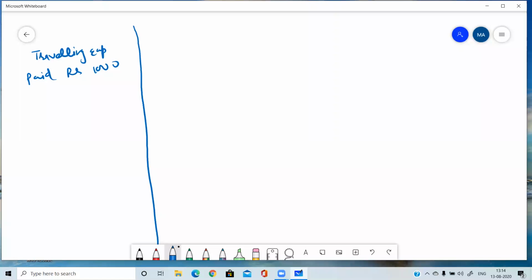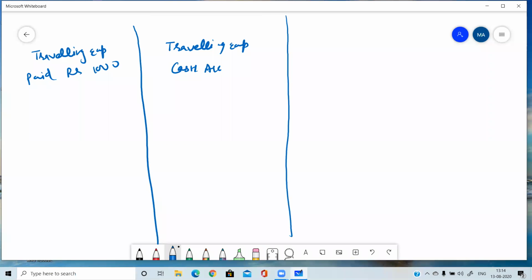Please tell me. Which two accounts are involved here? Traveling expense. Yes, very good. Traveling expenses and the cash. Whenever we are making payment of anything, then one account involved will be cash account. So two accounts are involved here.